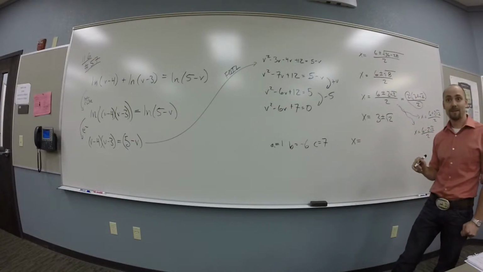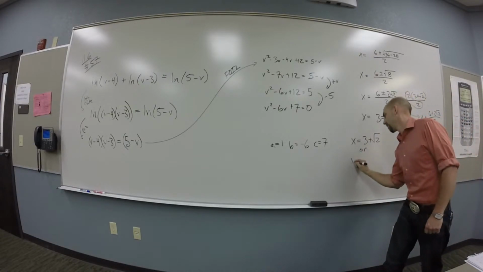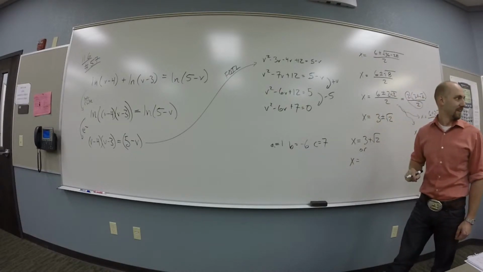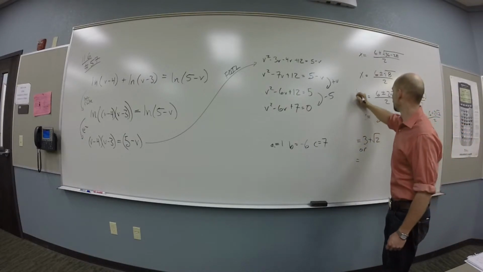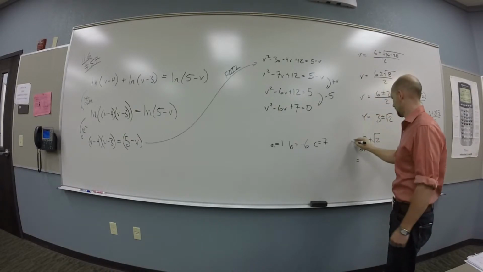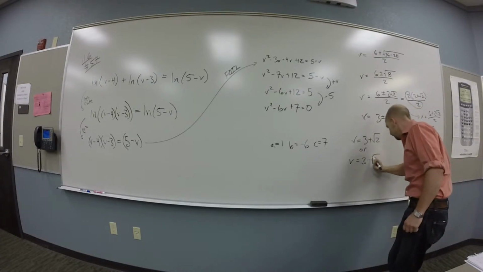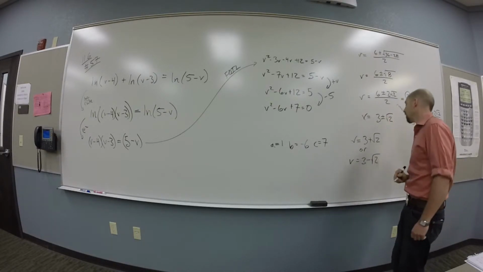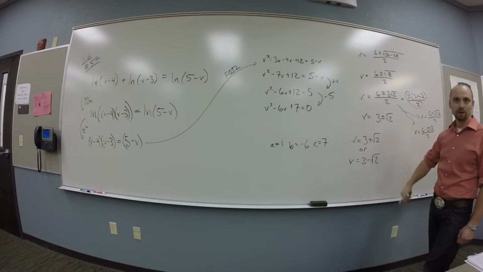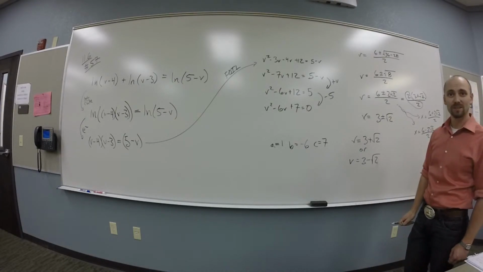All right, so my answers are positive 3 plus square root of 2, and minus. Good. So x is, whoops, you guys see that? The whole thing should be v's, right? So v is either 3 plus root 2 or 3 minus root 2. And I really should go back and make sure these don't cause problems.